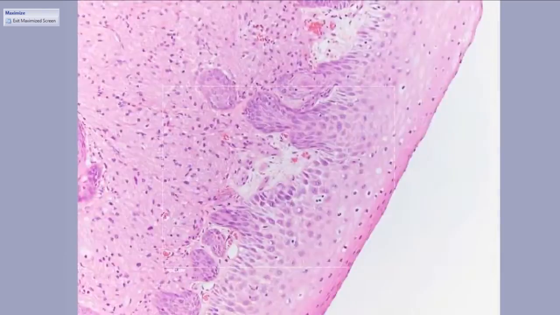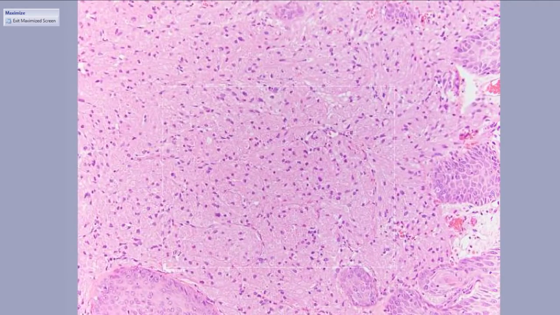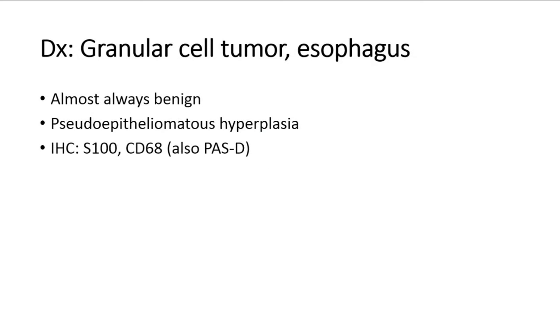Granular cell tumors are benign. They're not typically considered syndromic. You can confirm the diagnosis by doing an immunostain for S100 and CD68. And if you don't want to bother your immunolab, you can also do a PASD stain. That'll be positive as well. So the diagnosis is granular cell tumor of the esophagus for case number 1.